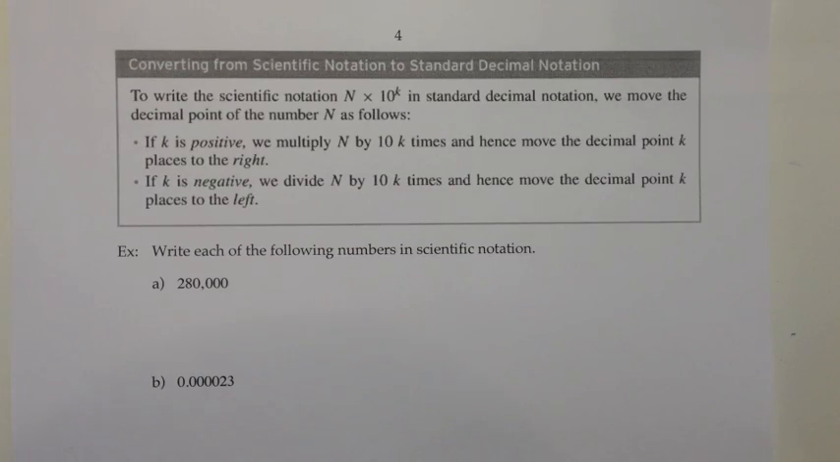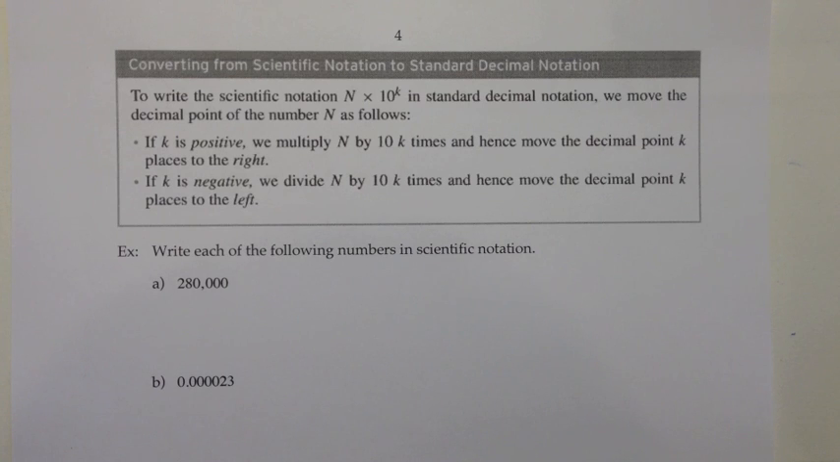Alright, so here's a summary of what we just saw in those last two examples. Let me go ahead and read it to you and then give you kind of my take on it as well. So if you're converting from scientific notation to standard decimal notation, the book says that to write the scientific notation for n times 10 to the k in standard notation, we're going to move the decimal point of the number n as follows. If k is positive, then we're multiplying n by 10 k times, and therefore we move the decimal point k places to the right. And if k is negative, then we divide n by 10 k times, and therefore we move the decimal point k places to the left.